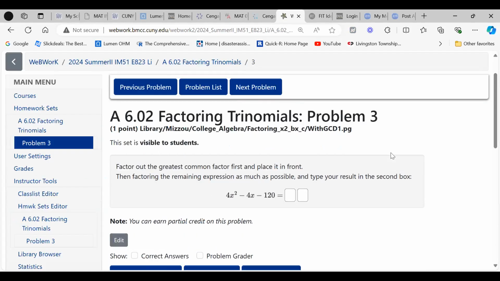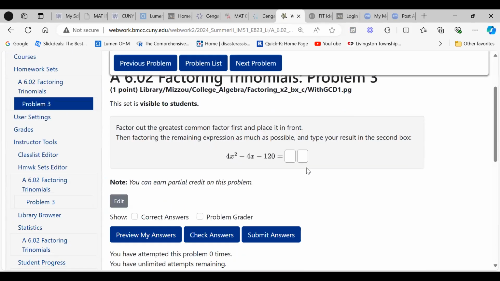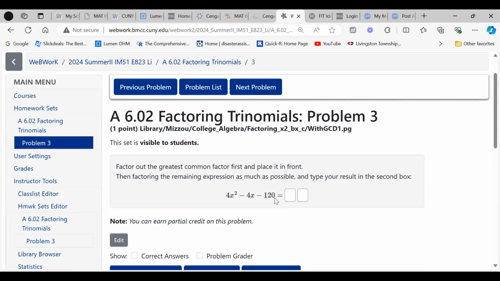Yeah, let's try this one. Okay. You're going to factor by GCF first. GCF here is 4. So factor out 4 first. I'll give it a couple minutes. Try this.